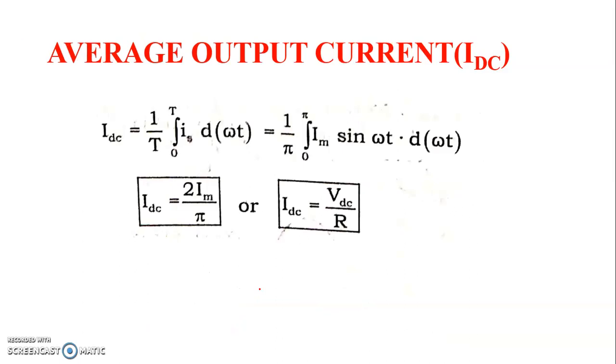Next we calculate the average output current, that is IDC. It is the same formula, but instead of Vs we use Is. After simplifying, the average output current IDC equals 2 Im by pi, or IDC equals VDC by R. That is the normal formula, I equals V by R.